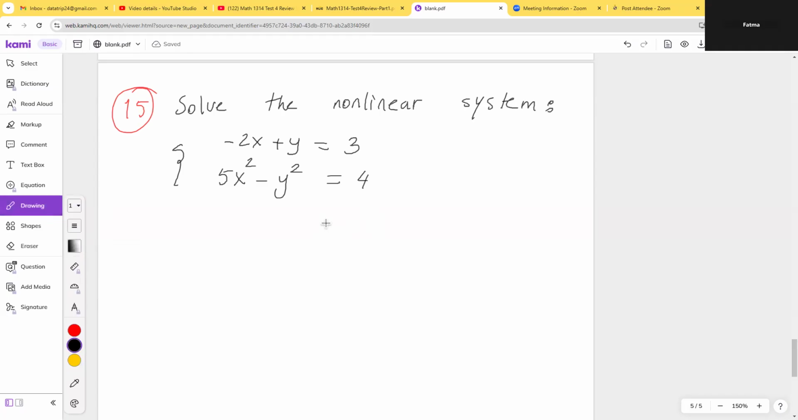Okay. So the question is, negative 2x plus y is equal to 3, and 5x squared minus y squared is equal to 4. We're going to solve this nonlinear system, and S is the sum of the y coordinates of the solutions, so we're going to find the S. Okay. What's the first thing I should be doing?